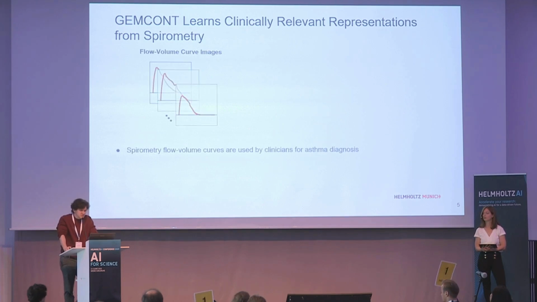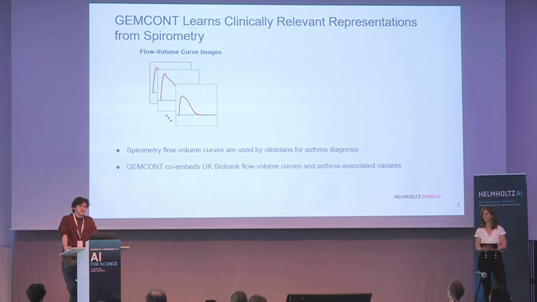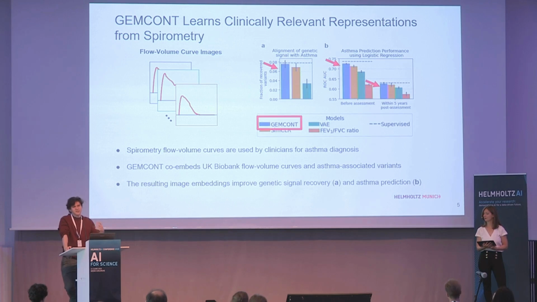And we show that this works by applying our method to UK Biobank spirometry flow volume curves, which are routinely used by clinicians to diagnose asthma. And here we use GEMCONT to co-embed these curves together with asthma disease variants, and we learn image representations guided only by genetics. And even if we don't use labels during training, we see that the resulting image embeddings outperform unsupervised baselines in terms of genetic signal recovery and asthma prediction.